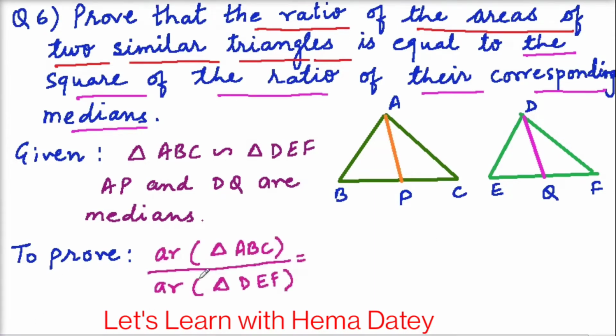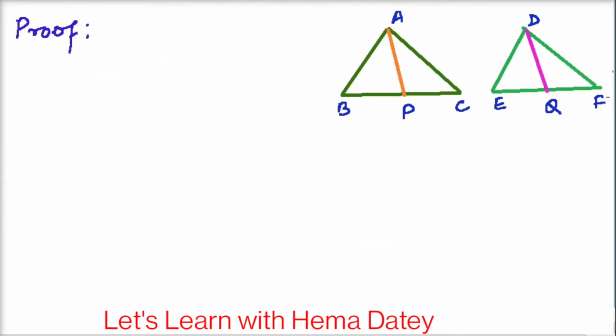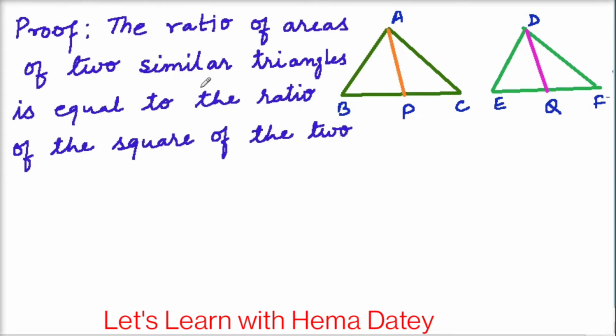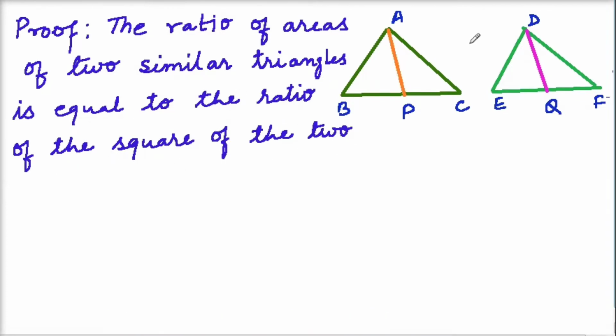And we have to prove that area of triangle ABC upon area of triangle DEF equals AP square upon DQ square. Let's start the proof. We know that the ratio of areas of two similar triangles is equal to the ratio of the square of the two corresponding sides.